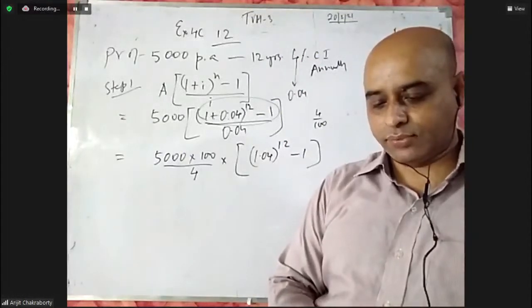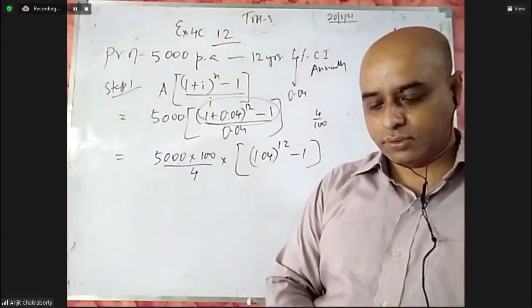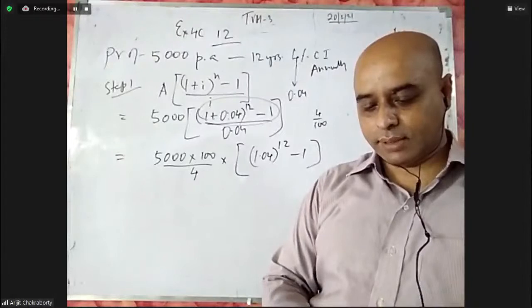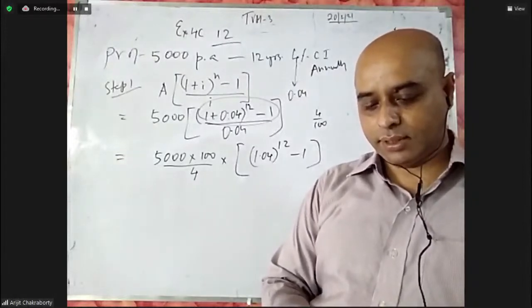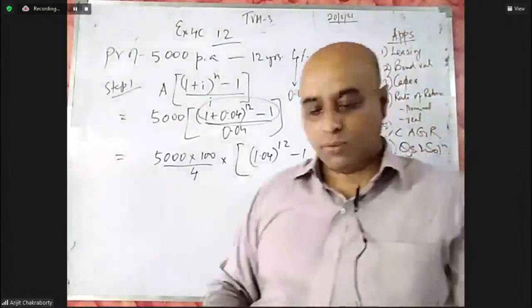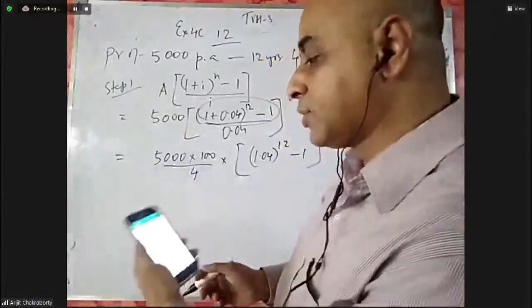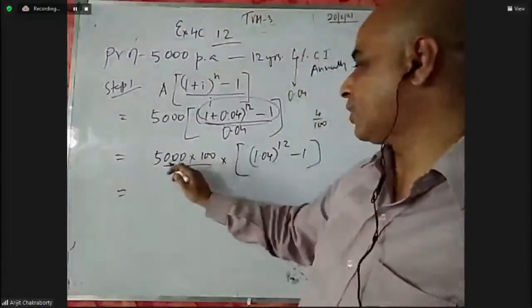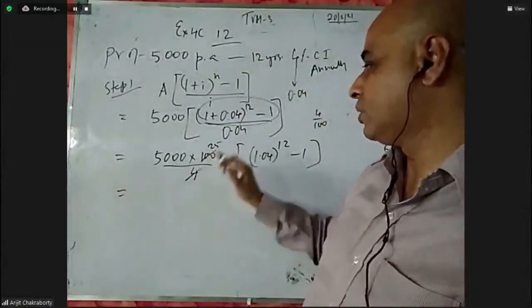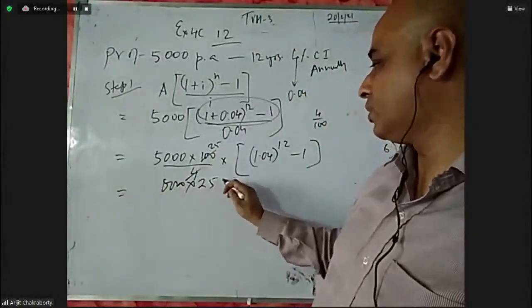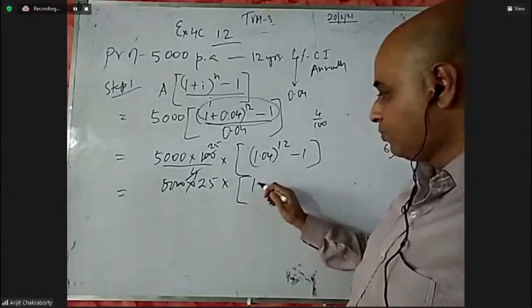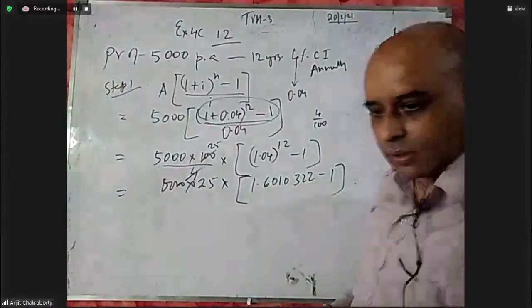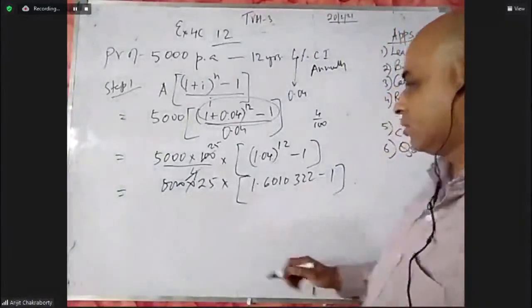Let's see what we get. 1.04 into 1.04. 10 times done. 11 and 12. 1.6010322. So I'm getting, this is 5,000 into 4, this is 25. So 5,000 into 25 into, what I'm getting here is 1.6010322 minus 1. Let me see if we have got it correctly or not.